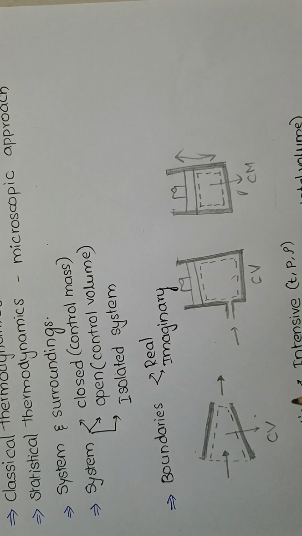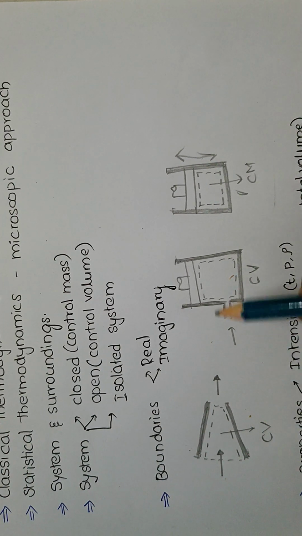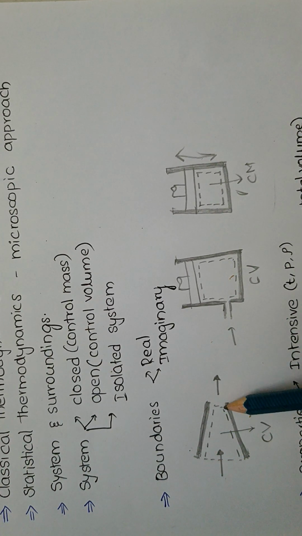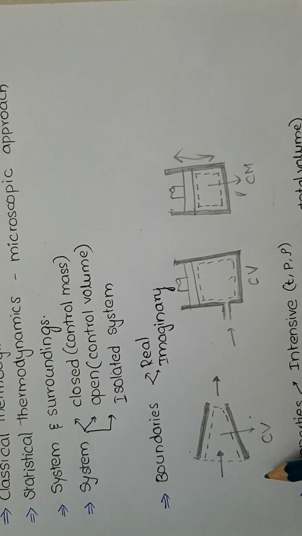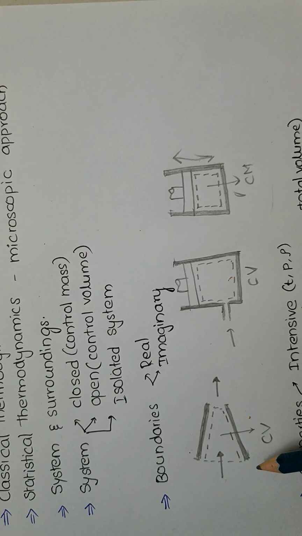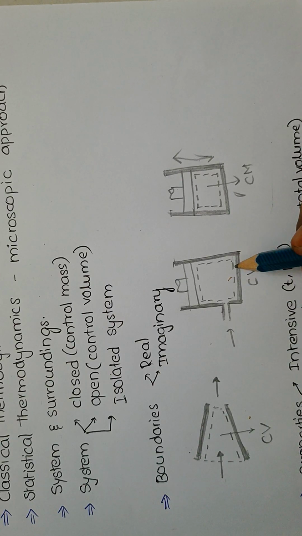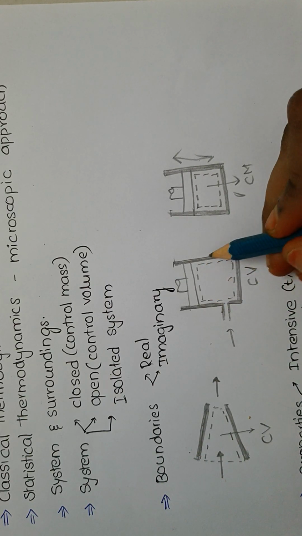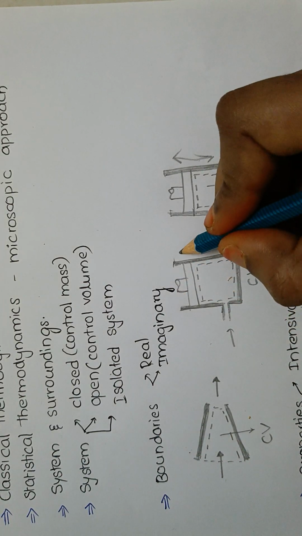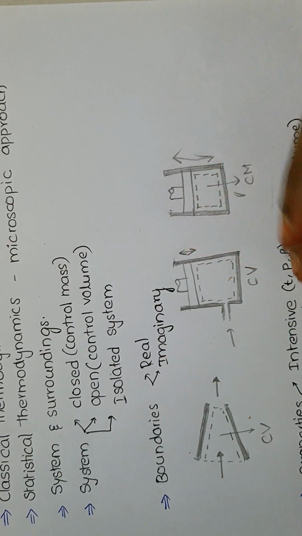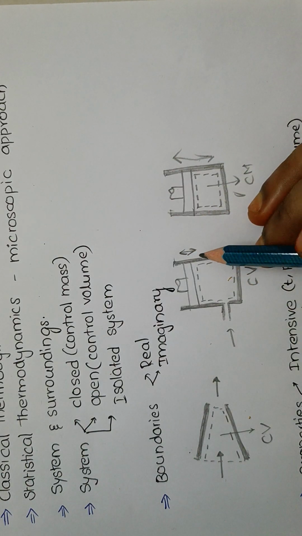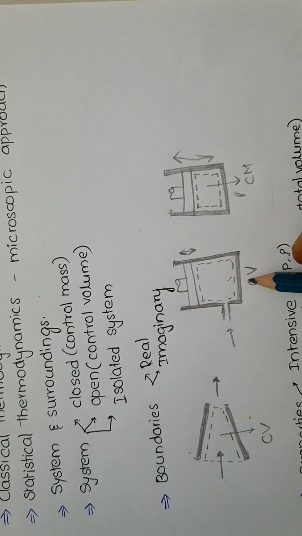Coming to the boundaries, boundaries are of two types, real and imaginary. Again, there are fixed and movable boundaries. If you observe here, this is an imaginary boundary. And if you observe here, this will be a fixed boundary and this will be a movable boundary, because the piston can move downward and back and forth, right? So it is a movable boundary and this is a fixed boundary, like that.